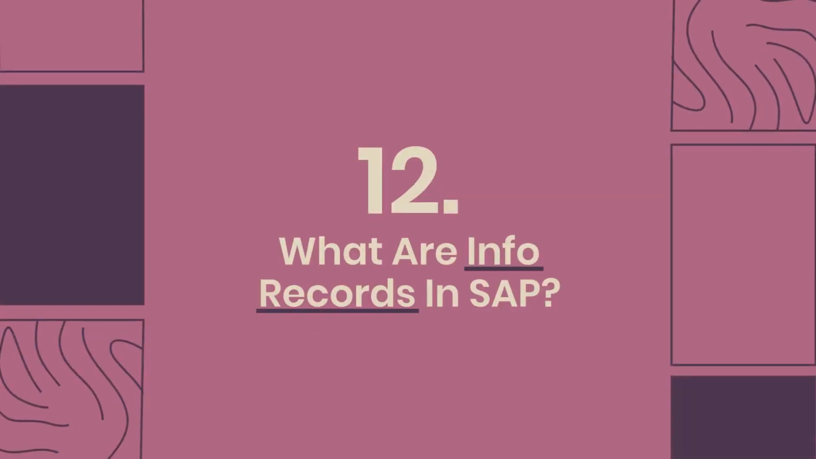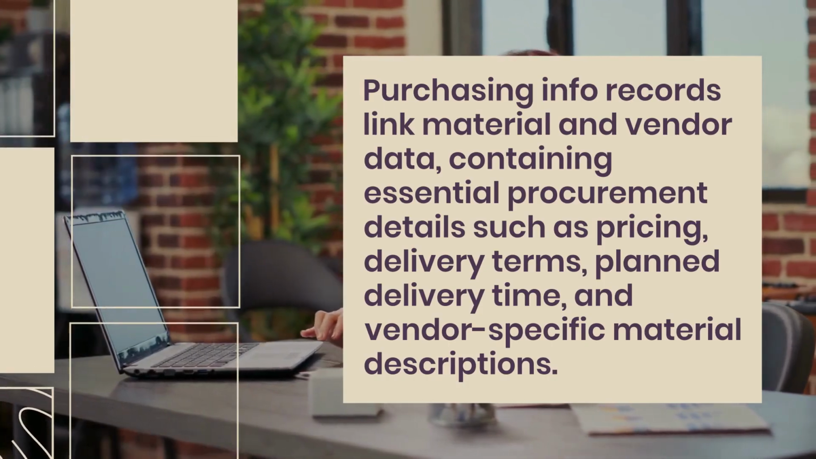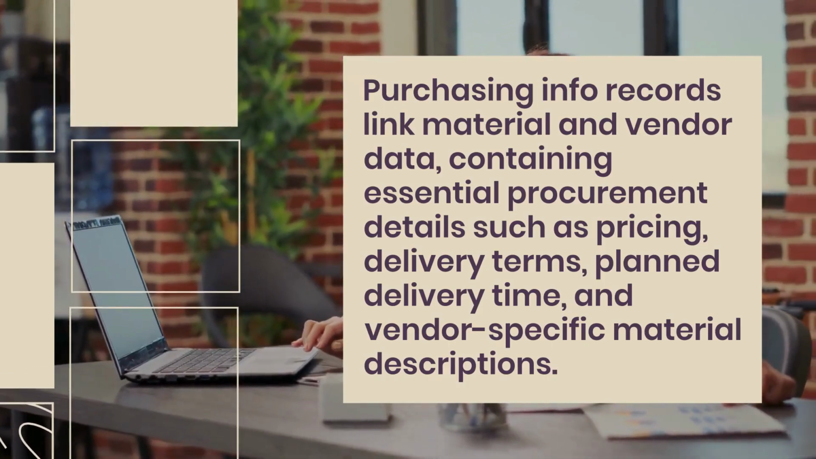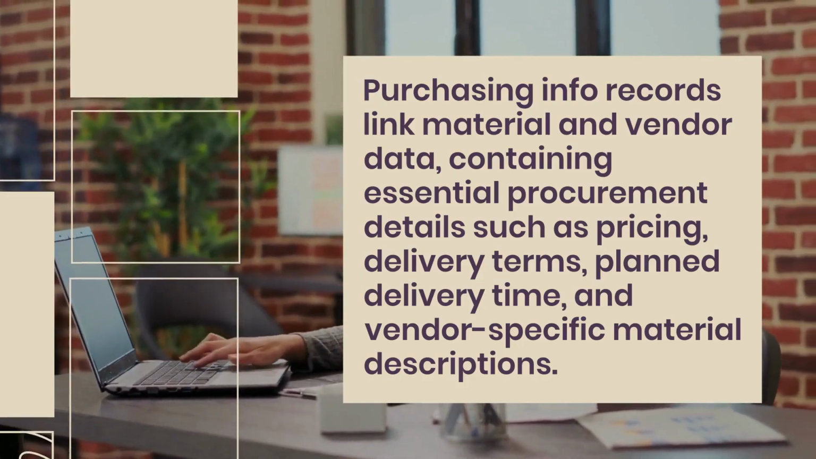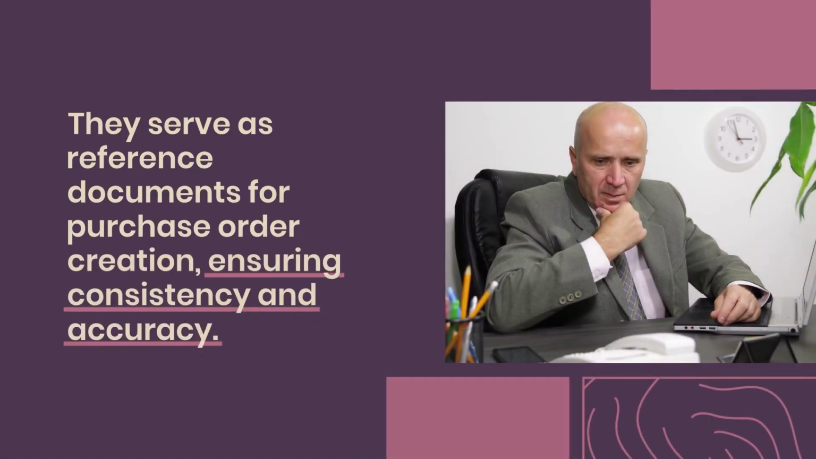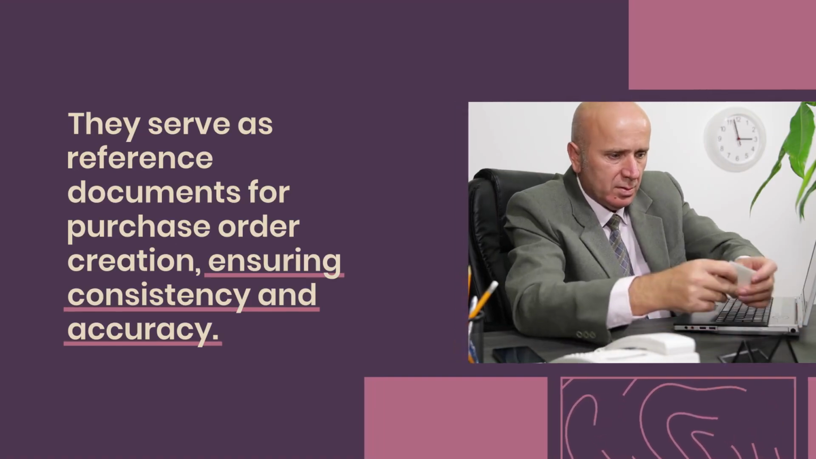12. What are info records in SAP? Purchasing info records link material and vendor data, containing essential procurement details such as pricing, delivery terms, planned delivery time, and vendor-specific material descriptions. They serve as reference documents for purchase order creation, ensuring consistency and accuracy.